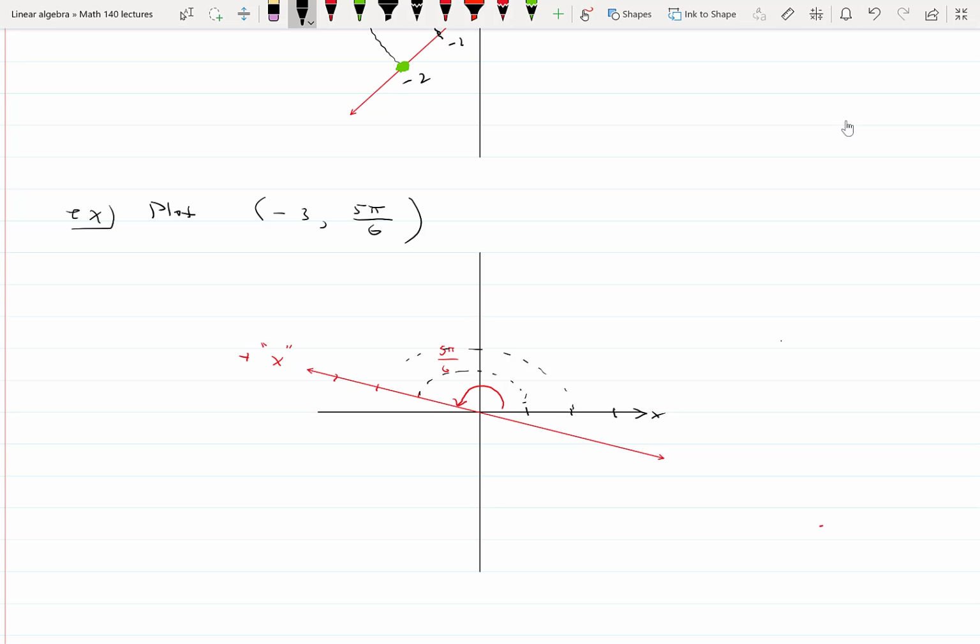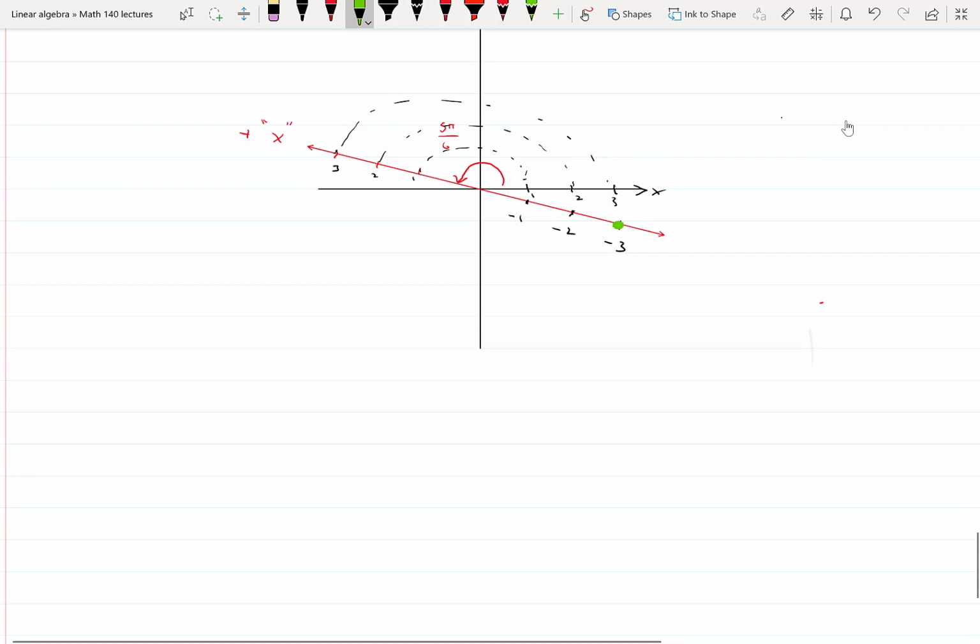I literally just move the x-axis, rotate it through an angle of 5 pi over 6. So here's 1, 2, 3. And I'm not interested in 1, 2, and 3. I'm interested in -1, -2, and -3. And that puts my point in quadrant 4.